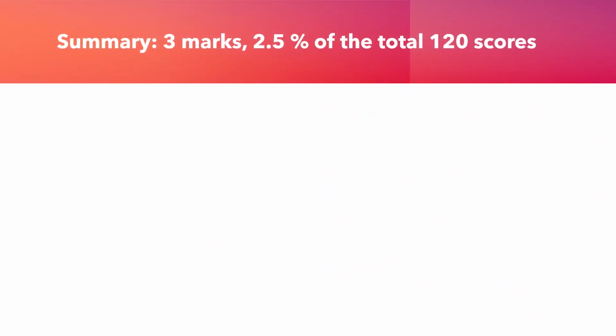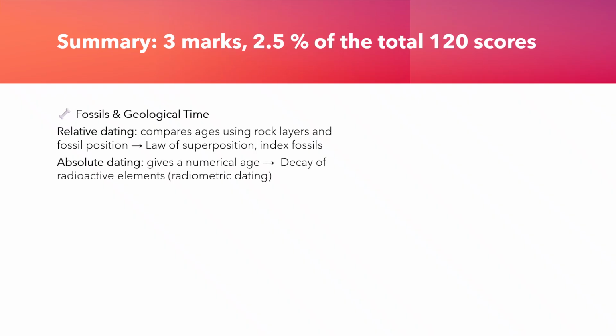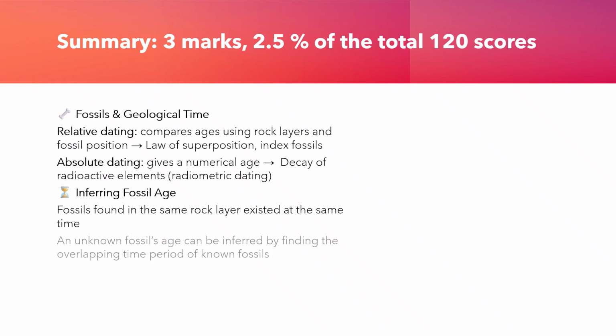Determining the relatedness over time, revision summary. Fossils and geological time: relative dating compares ages using rock layers and fossil position, law of superposition, index fossils. Absolute dating gives a numerical age, decay of radioactive elements, radiometric dating. Inferring fossil age: fossils found in the same rock layer existed at the same time. An unknown fossil's age can be inferred by finding the overlapping time period of known fossils.